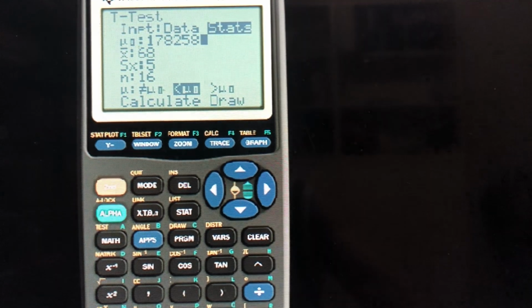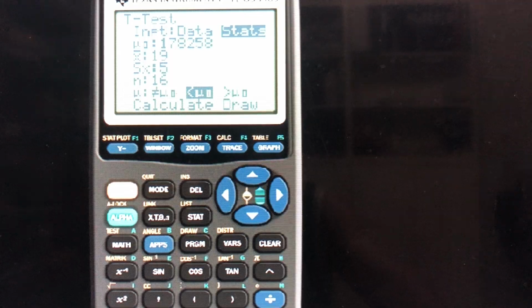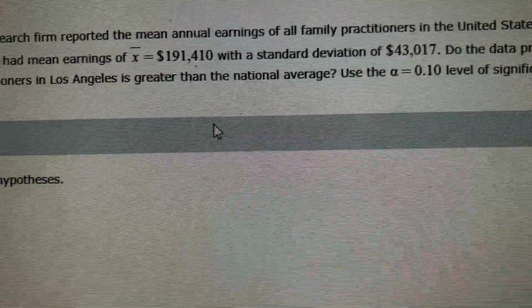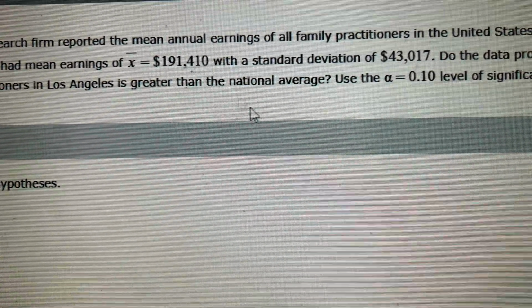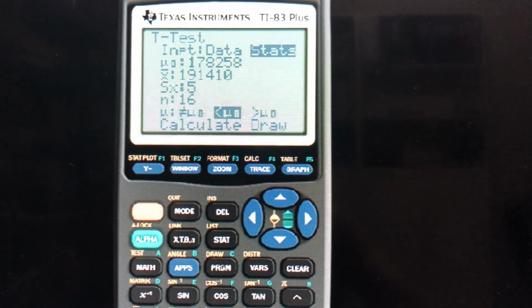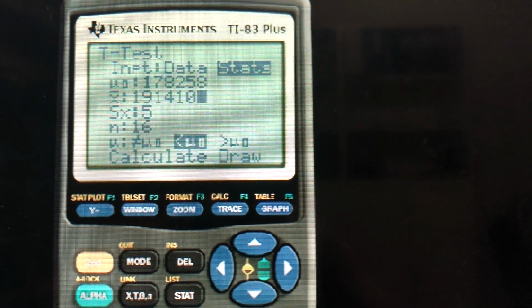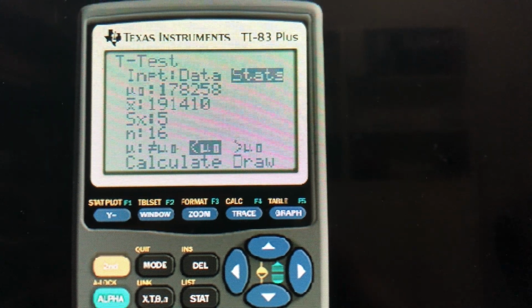178,258. X bar was 191,410. See, the sample mean seems to be significantly higher than the claimed mean for the whole nation, so that's why somebody thinks it's greater, but maybe that's not that significant.